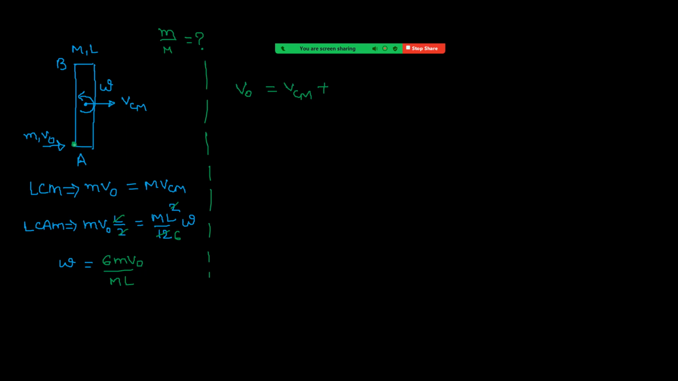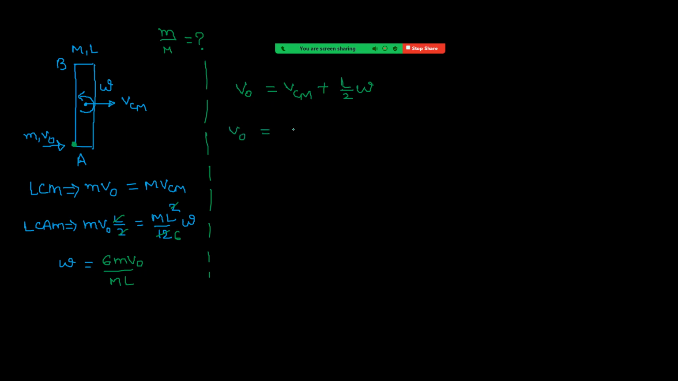So because of rotation, for this point velocity will be again right side, so plus r omega. R is now L by 2, L by 2 omega. So I have written here velocity of approach is equal to velocity of separation. That means I'm equating the modulus values.